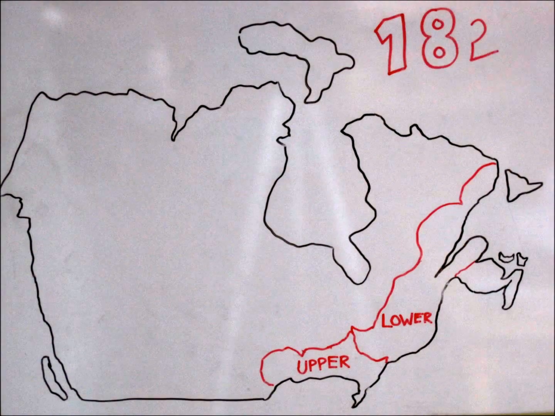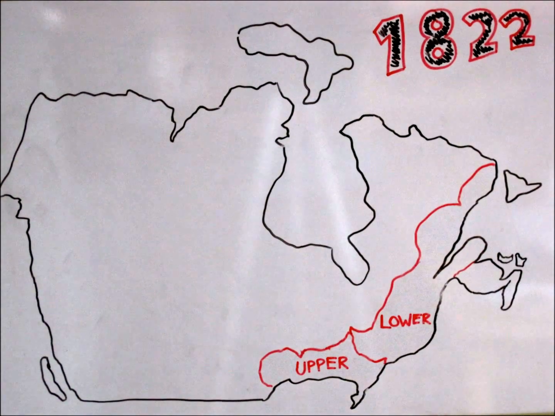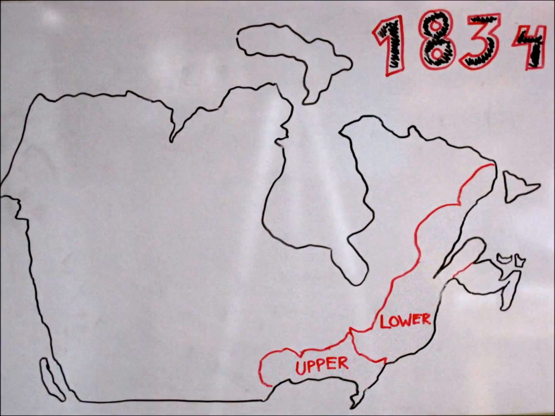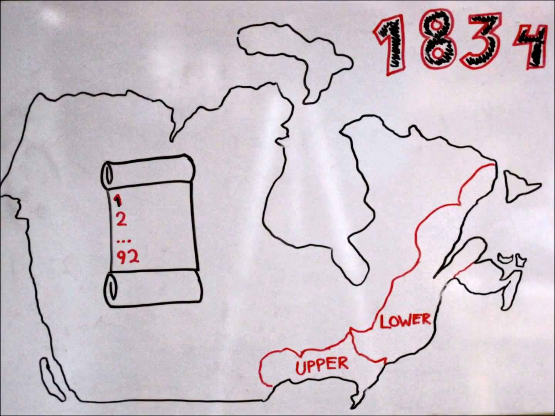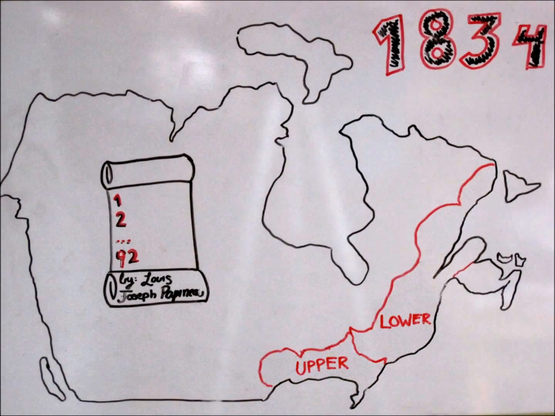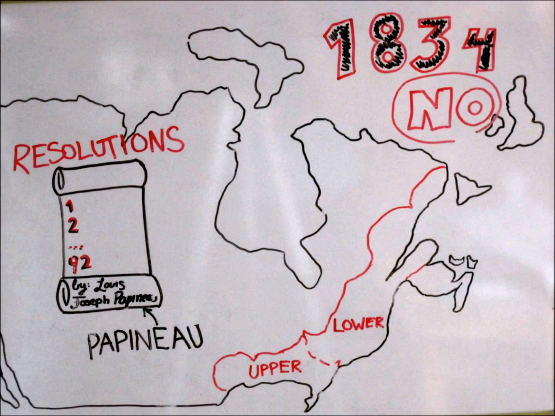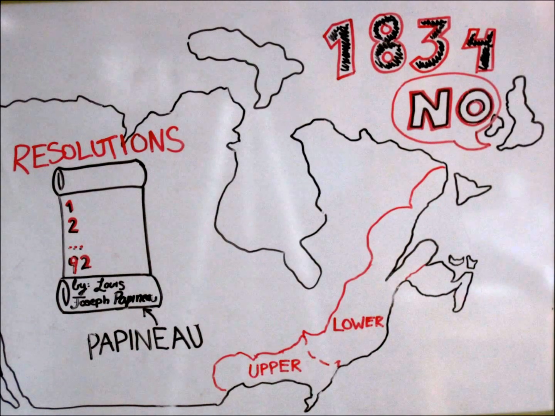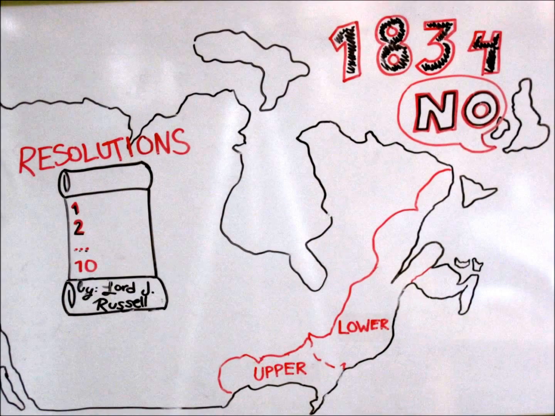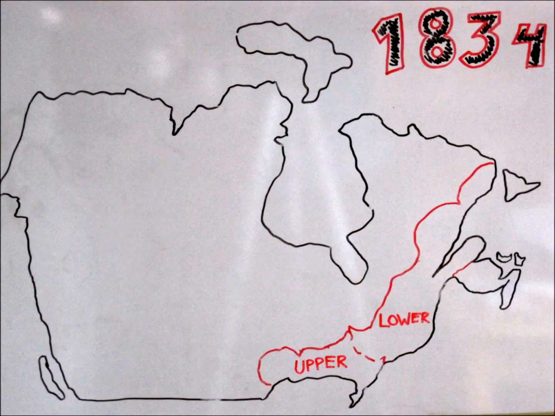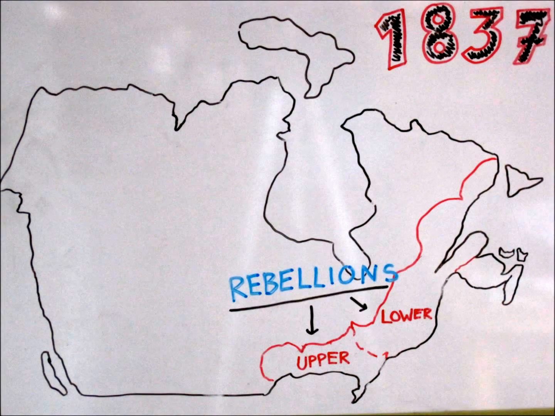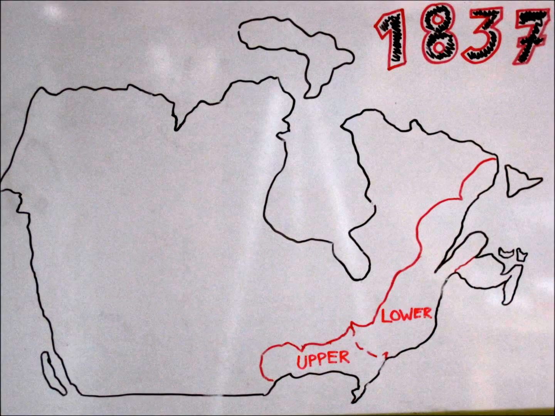The 92 resolutions of 1834, created by Louis Joseph Papineau, proposed additional rights for the French, as well as responsible government. Lord John Russell, of London, England, retaliated 3 years later in 1837, with 10 resolutions which negated Papineau's 92. The 1837 rebellions of Upper and Lower Canada were fought due to land issues, unequal taxation, discrimination, and lack of say in government. This was a step towards Confederation because Canadian citizens began to recognize the importance of representative, responsible government.